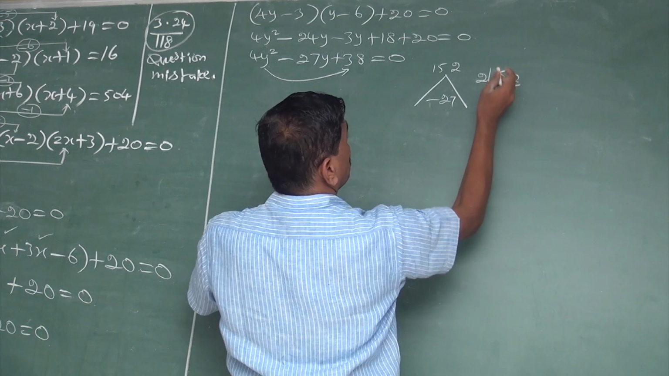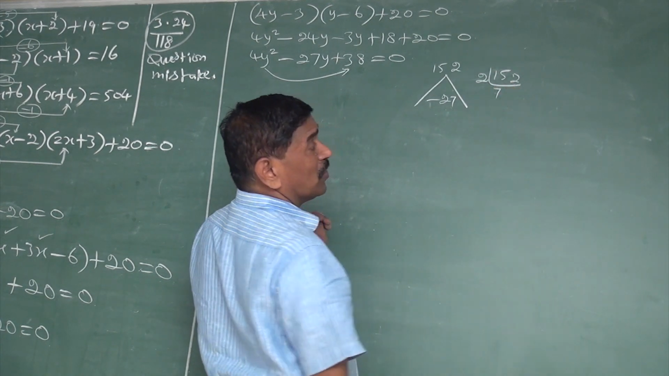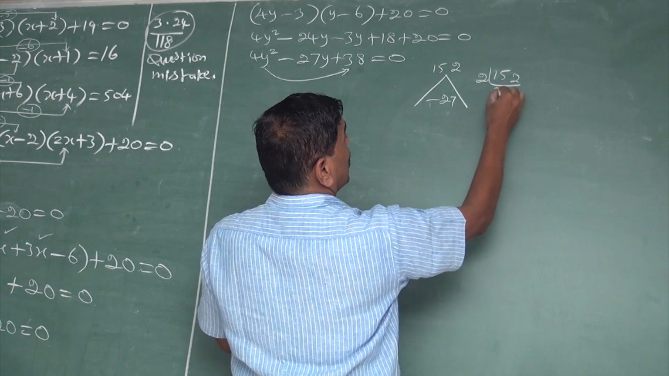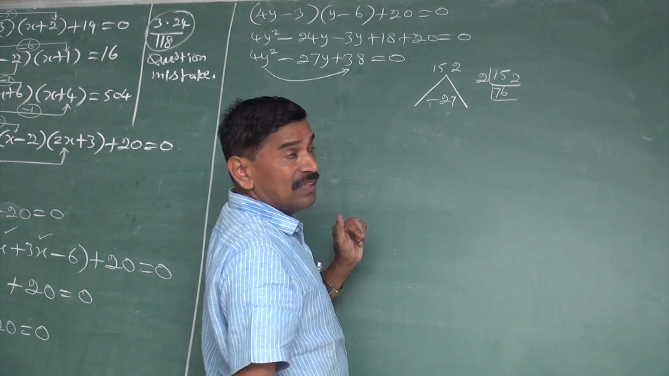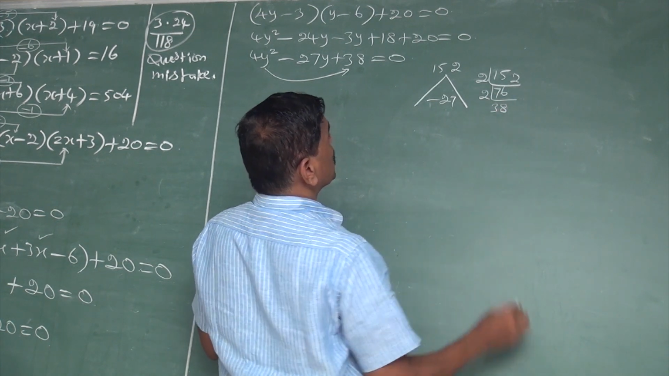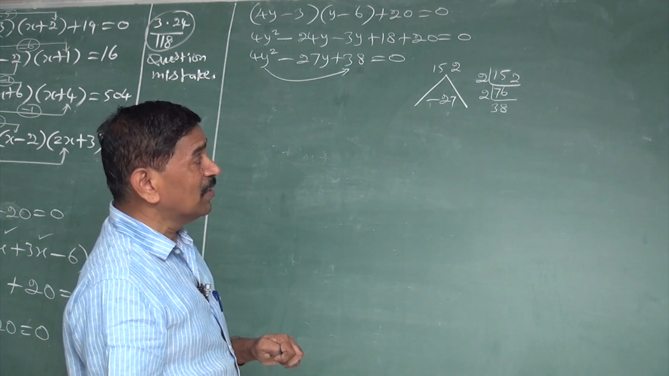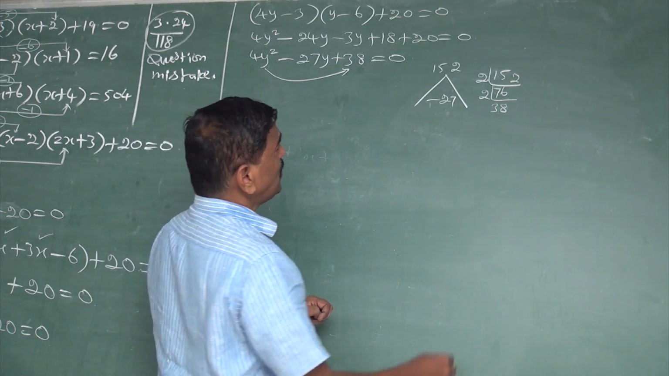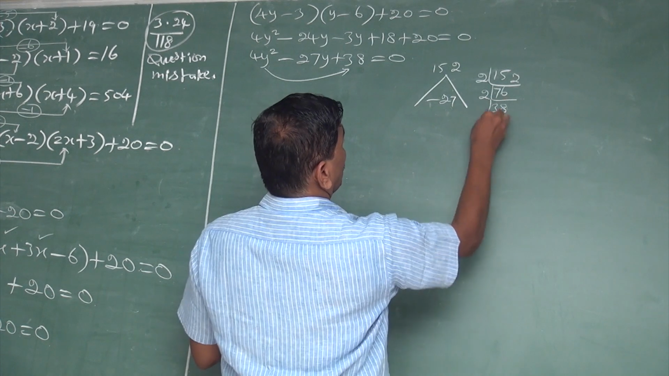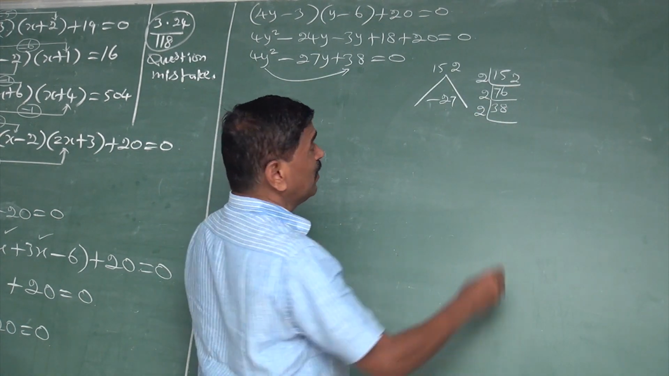152 is divisible by 2. That means 7 2s are 14, remainder 1. Very good. That is 6 2s are 12. Next, again an even number. Very good. 2. 3 2s are 6, 8 2s are 16. 38 is correct. Now we need 27. Okay. Any other idea? Very good. Again divisible by 2. What is the next factor? Very good.